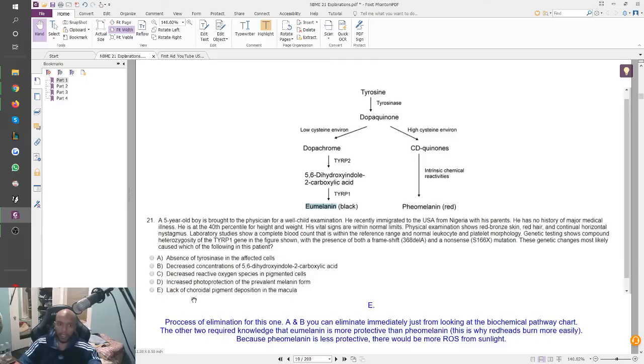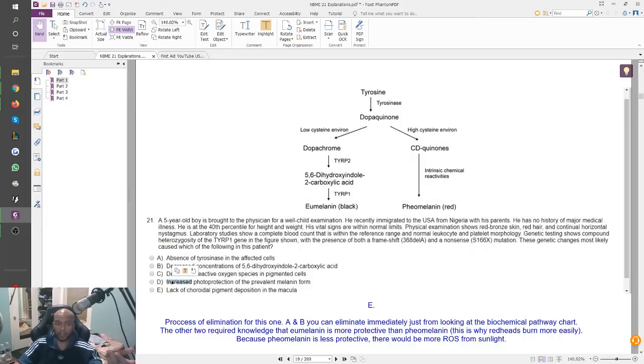They didn't do that. Lack of choroidal pigment deposition in the macula, which is obviously usually black, would basically be what they're saying here, right? Lack of black pigment. Okay, so that's what happens. Increased photoprotection of the prevalent melanin form is not true, because that's exactly the opposite of what's going to happen. This is protective, and you're not going to have increased photoprotection, because you're not going to have increased production of that either. It's very important to understand that aspect.